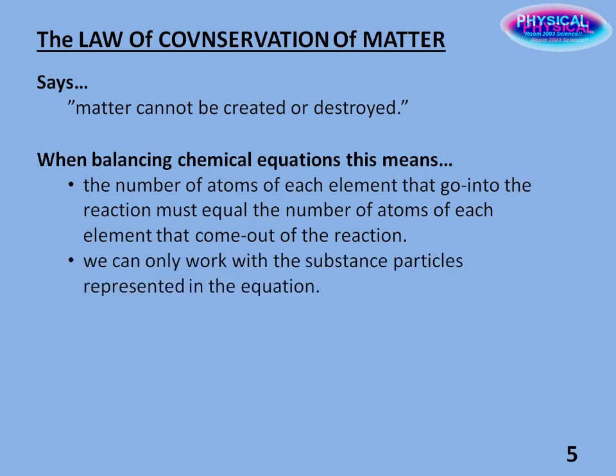It also means we can only work with the substance particles represented in the equation. Now remember, a substance can be an element or a compound. It can be a molecule or a single atom. But whatever is represented in the chemical equation, those are the only substances we can work with. We cannot add or take away from those substances. So if a single oxygen atom is not in the reactants, we can't add it just for the sake of balancing.